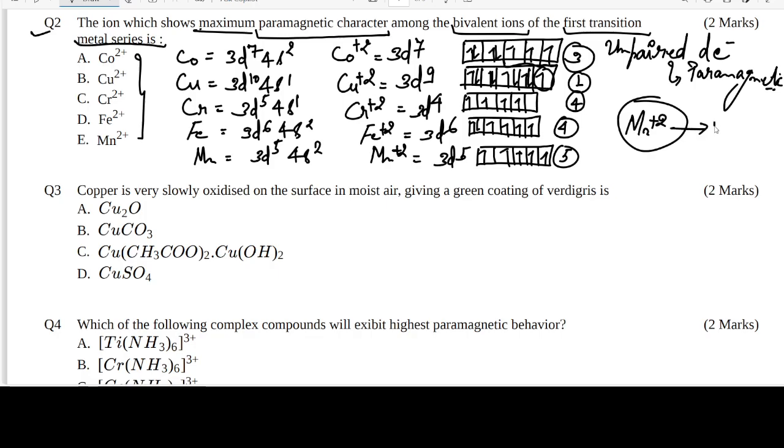This should have the maximum paramagnetic character because more free electrons are available. In this way, you can say that it will have the maximum paramagnetic character. So that's how we solve this question. Its answer should be the last one, manganese +2. Okay, let's move to the next question. And what is the next question?